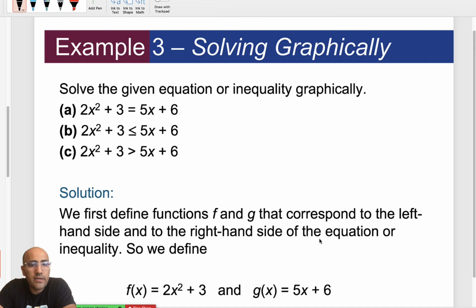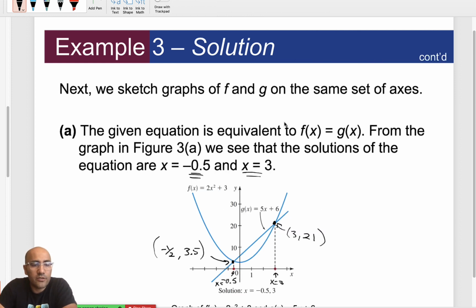Okay, next, when is 2x squared plus 3 less than 5x plus 6? Okay, so the way I defined it, this one is f of x. When is f of x, which is the parabola looking thing, less than g of x? That's what we're looking for. When is f of x less than or equal to g of x? And again, from our picture, when is the parabola smaller than the line? We could tell that that's this little zone right in here.